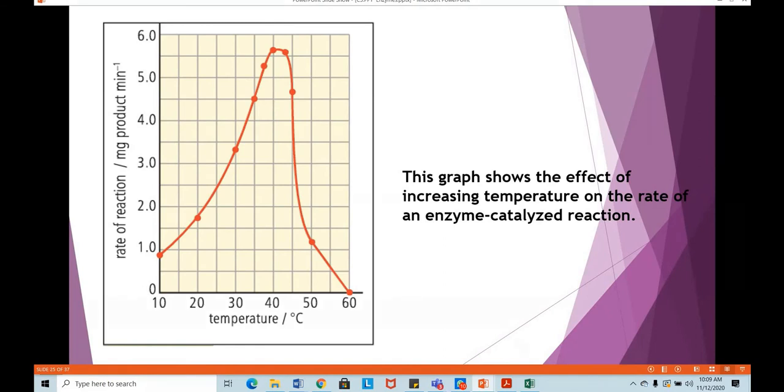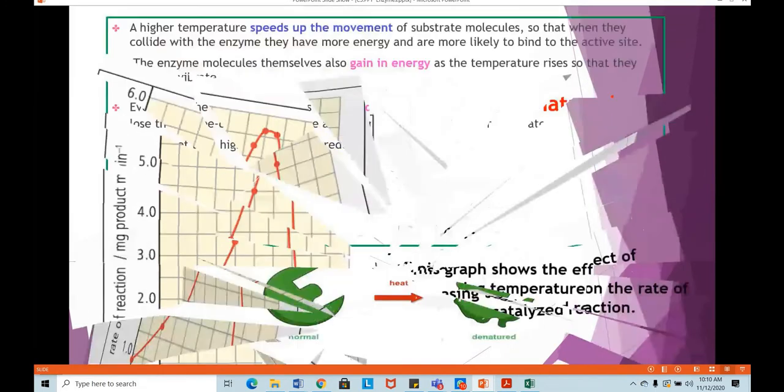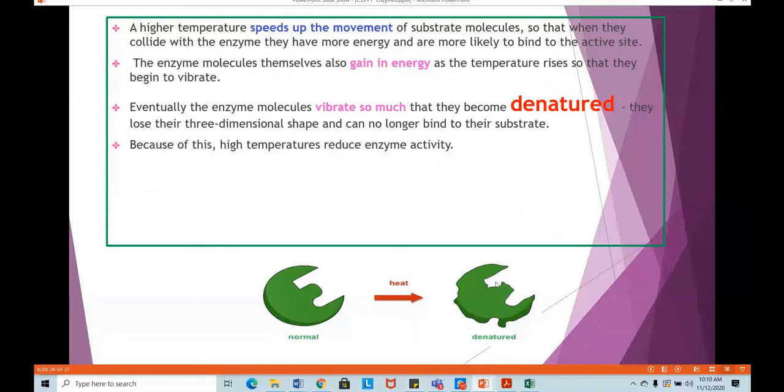So this graph explains how the increasing temperature has an effect on the rate of the reaction. It shows the effect of increasing temperature on the rate of an enzyme catalyzed reaction. On the x-axis, you can see the temperature increasing from 10 to 60, and on the y-axis, you can see the rate of the reaction. Can you see how it increases along with the increase in temperature, and it falls down once it is above 50 degrees. You need to remember that above 50 degrees centigrade, the enzymes cannot work, they get denatured, meaning they lose their shape. So this is how the denaturing takes place.